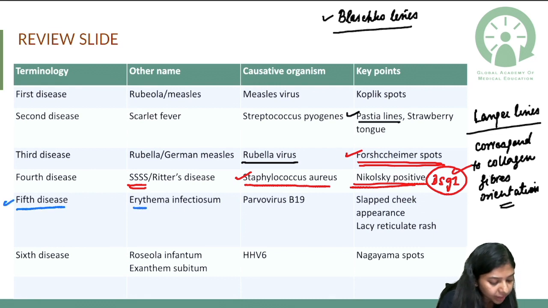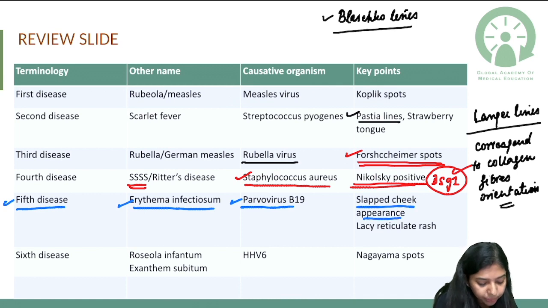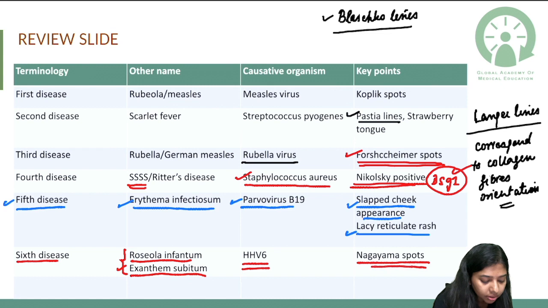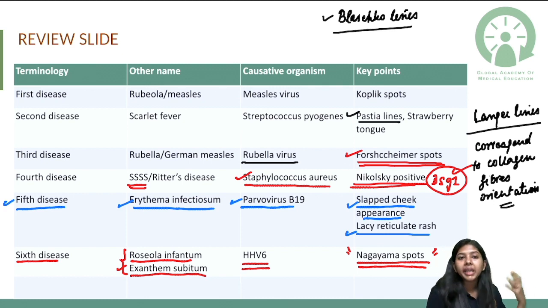Fifth disease we have already discussed. It's called erythema infectiosum. It's caused by parvovirus B19. You have a slapped cheek appearance. You get an erythematous rash on both the cheeks, as if someone has slapped the child, and you have a lacy reticulate rash. And sixth disease is roseola infantum or exanthem subitum. I've explained you why. It is caused by HHV6, and you get Nagayama spots. Okay, so these are very important key MCQ one liner points that you have to remember about these named diseases.